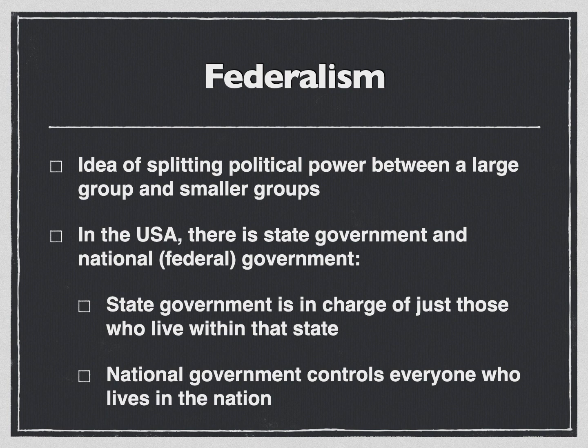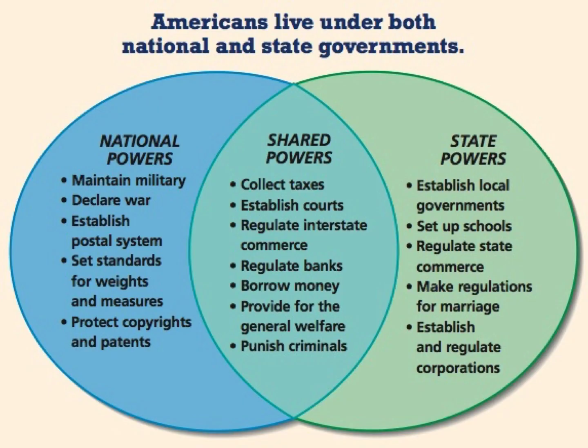If you watched my other mini lesson that looked over the types of powers, then this slide here will make a lot more sense to you. But Americans live under both national and state governments. There are national powers that the federal government has. There are state powers that the state government has, or reserved powers. And then there are concurrent or shared powers that both have. And you can see there's a few examples listed of each.